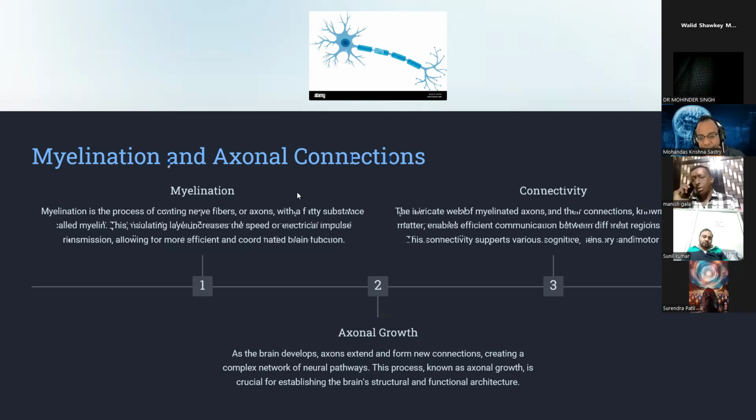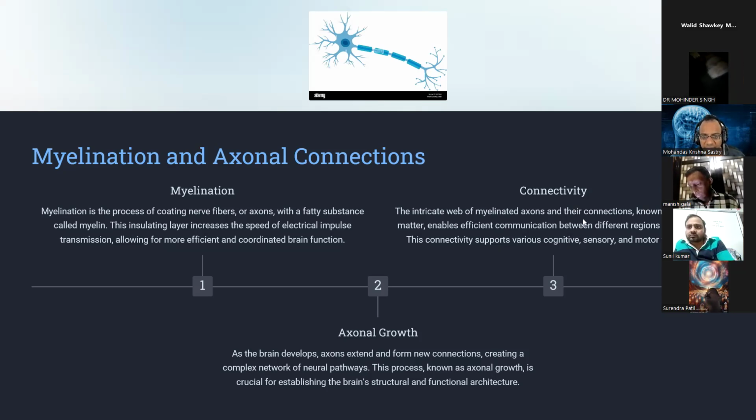The integrated web of myelinated axons and their connections, known as the white matter, enables efficient communication between different regions of the brain. This connection supports the various cognitive, sensory, and motor functions. So there is what? Myelination and connectivity. So axonal growth. As the brain develops, axons extend to form new connections, creating a complex network of neural pathways. This process is crucial for establishing the brain's structural and functional architecture.